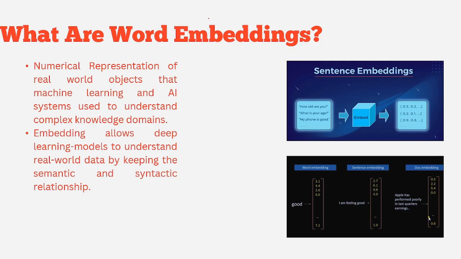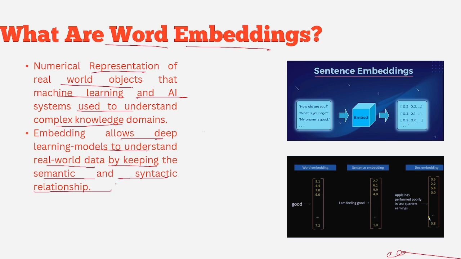So we have seen what word embeddings are. We have covered all these. I hope it is clear to you. This is the definition: a numerical representation of real-world objects that machine learning and AI systems use to understand complex domains. So embeddings allow deep learning models to understand real-world data by keeping the semantic and syntactic relationship. I will tell you what the semantic and syntactic relationship is. So this is the word embeddings definition.